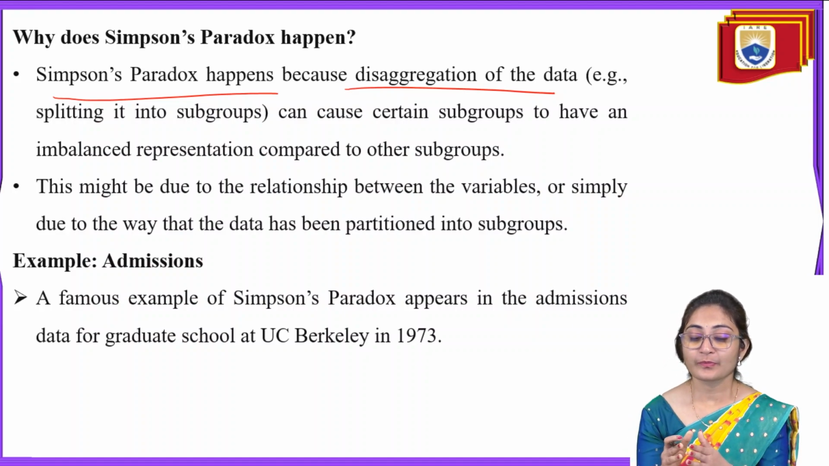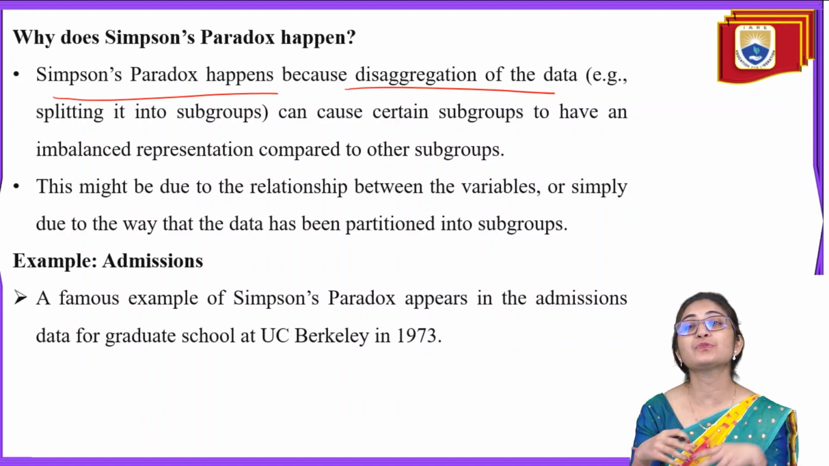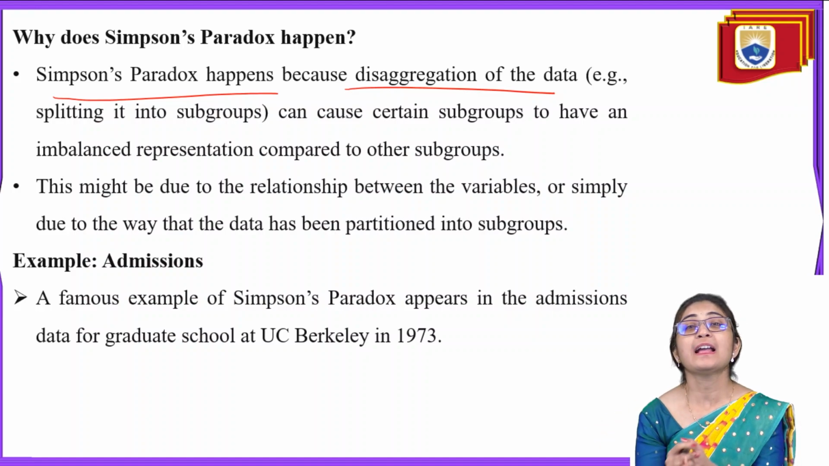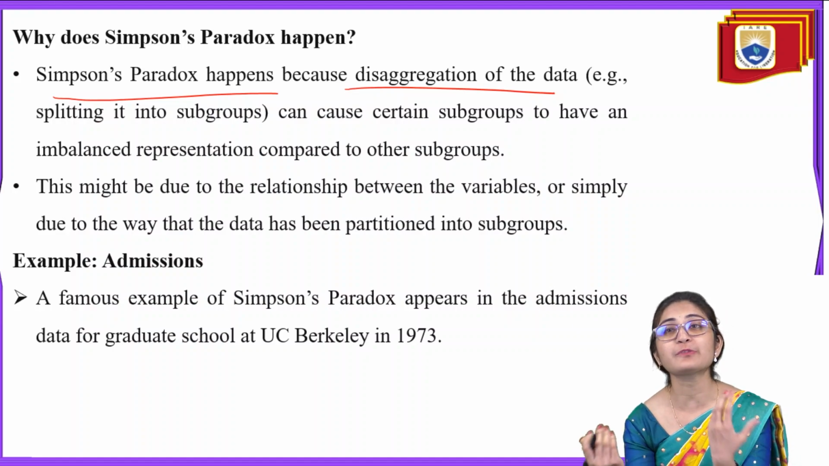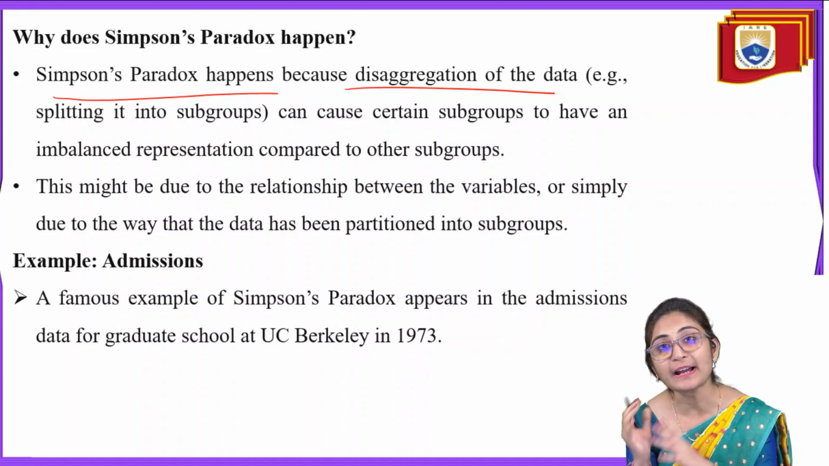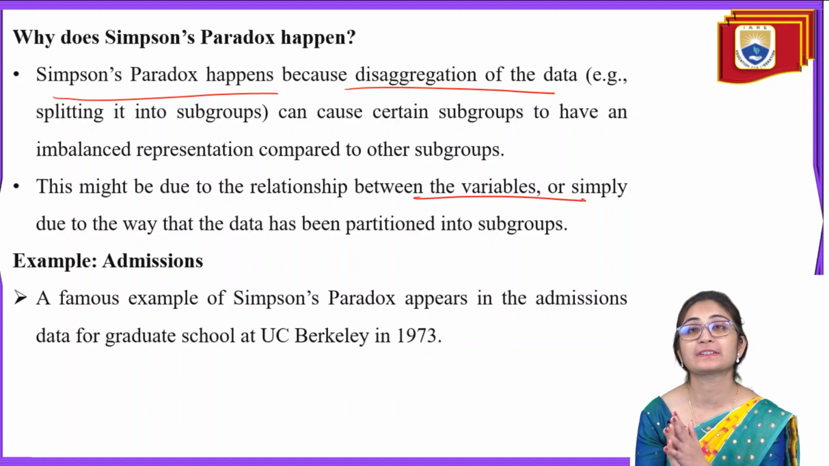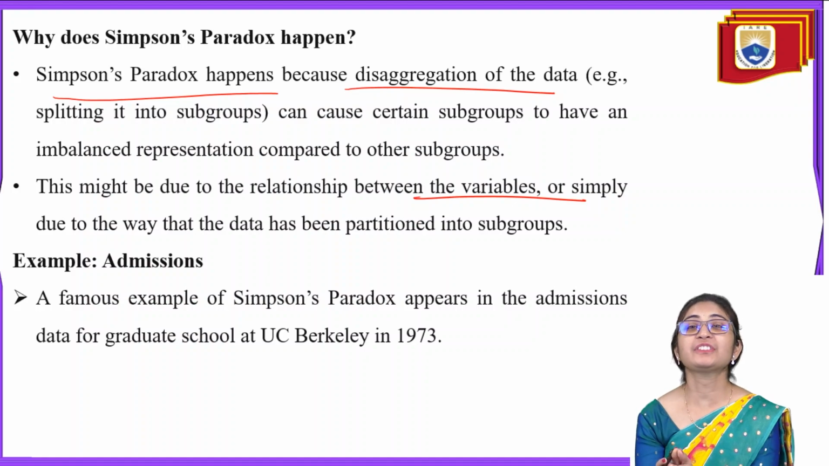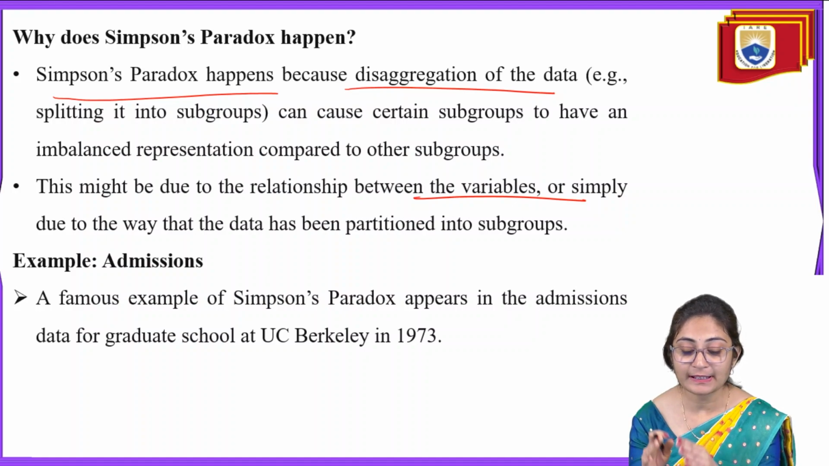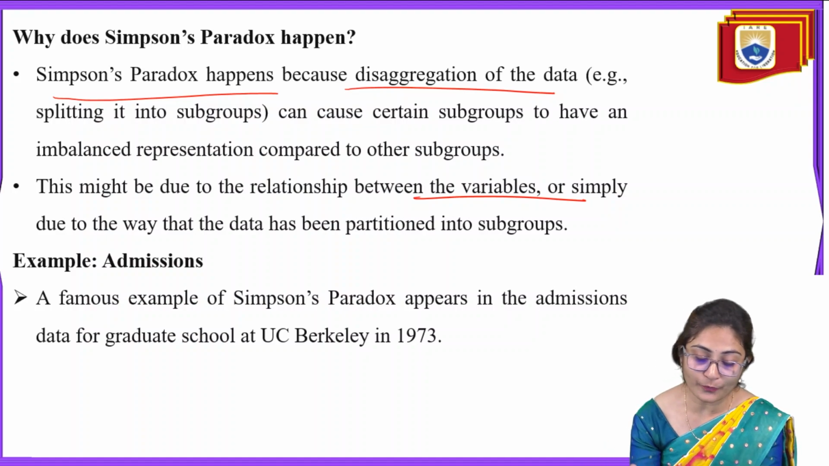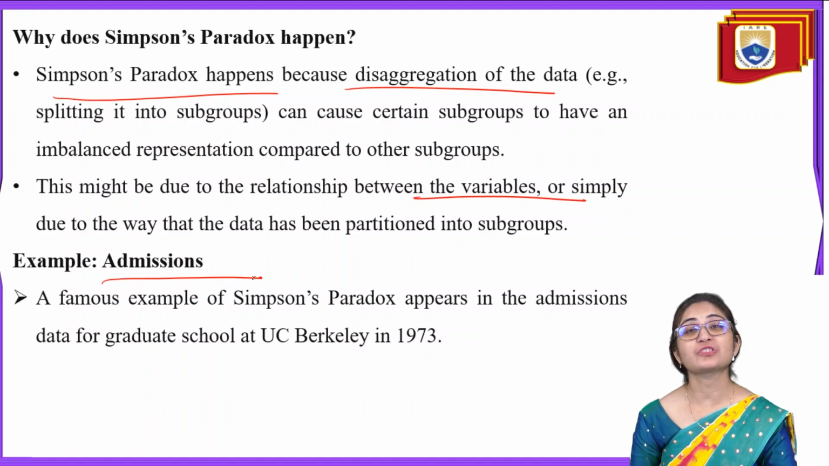So you have some groups and you use disaggregation, splitting into subgroups. After splitting into subgroups, sometimes we will not get the particular output, and there will be some imbalance in the data. This might be due to the relationship between the variables, and due to the way the data has been partitioned into subgroups. So, for example, we can take admissions.